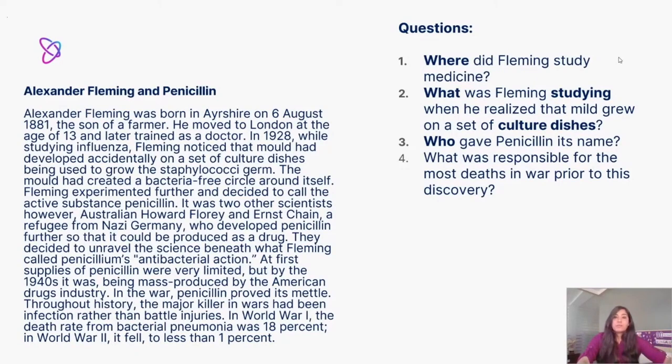Next question, what was Fleming studying when he realized that mold grew on a set of cultured dishes? So we're skimming through and scanning through, and it says here in 1928 while studying influenza. So the answer there is influenza. Okay, and number 3, who gave penicillin its name? That's probably a given, we all know. It's Alexander Fleming. And last but not least, what was responsible for the most deaths in the war prior to this discovery? Infection. We can see it in the last line there. All right, here it is. Infection. Throughout history, the major killer in wars had been infection.